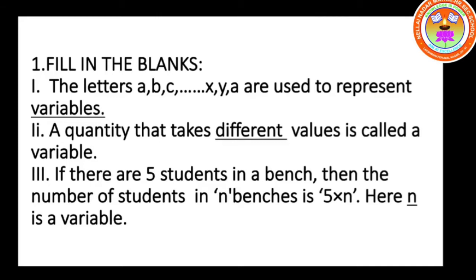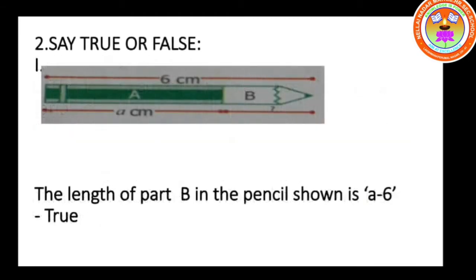Third subdivision. If there are 5 students in a bench, then the number of students in n benches is 5 into n. In one bench 5 students are sitting, and they haven't given the number of benches, they have taken the number of benches as n. So what we have to do is multiply the 5 students with the n number of benches. So which is the variable here? Variables can be represented by alphabets. So n is the variable.